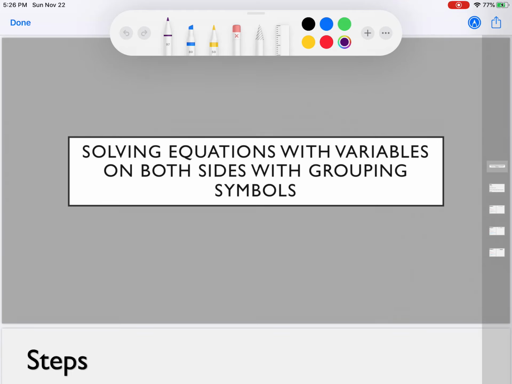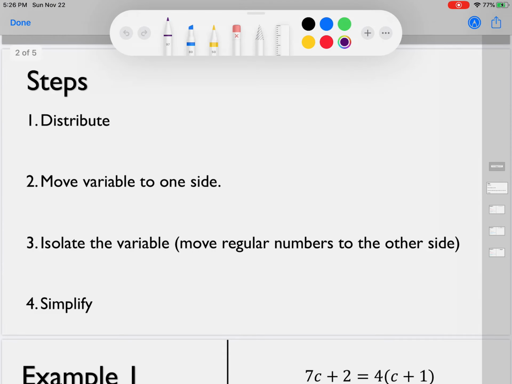Okay, so today we're going to be talking about solving equations with variables on both sides of the equal sign with grouping symbols. This is going to be very similar to the last lesson where you solved equations with grouping symbols. There's just going to be almost one more step, but not exactly one more step.